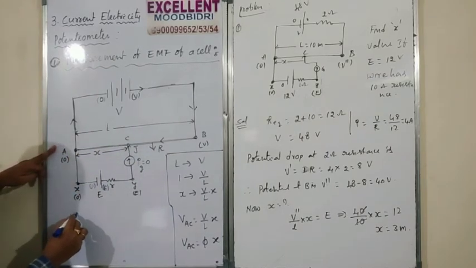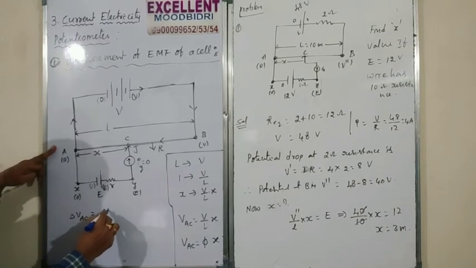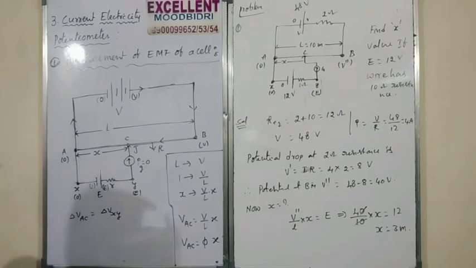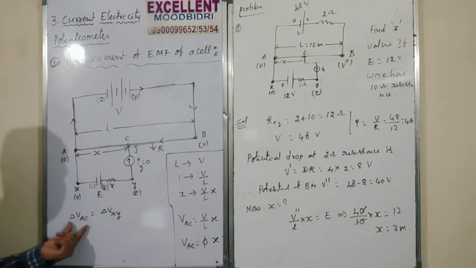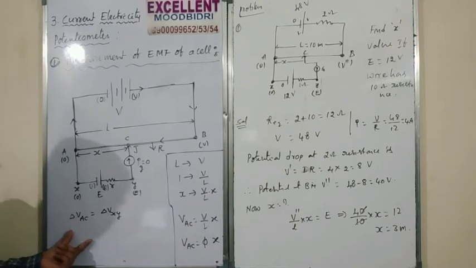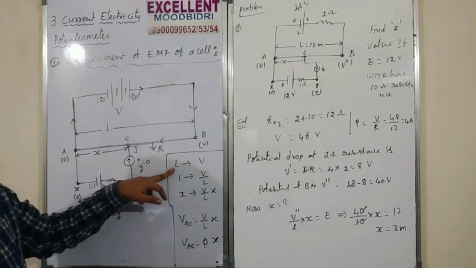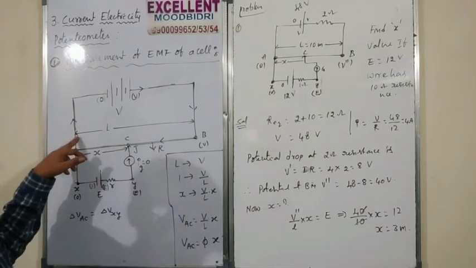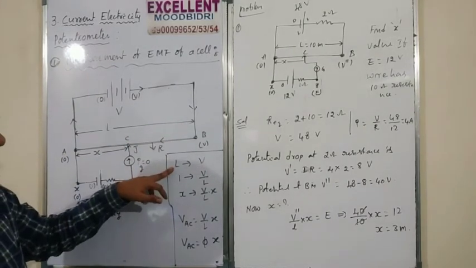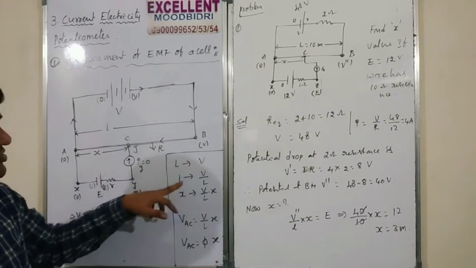So delta VAC is equal to delta VXY. Correct, right? Yes or no? That is the most important form. Then delta VAC is equal to how much? You can observe that proportion here. The potential is directly proportional to L only. Therefore, the total length of wire is L, and the potential is V. So you can transfer L.